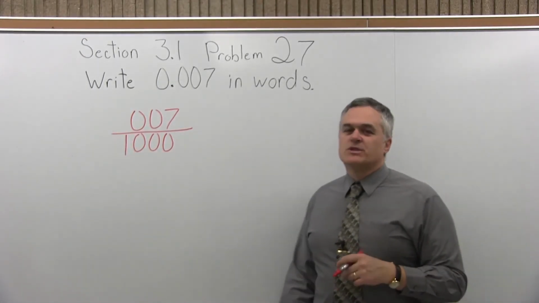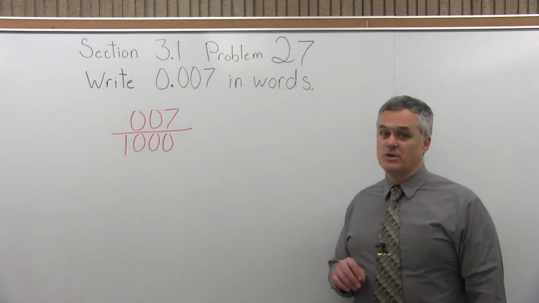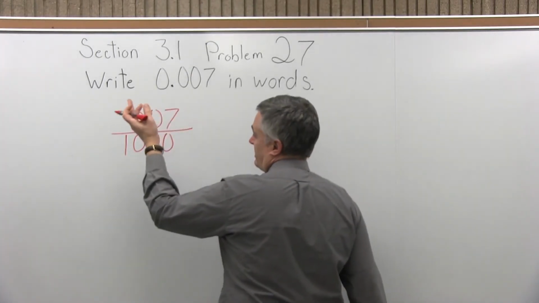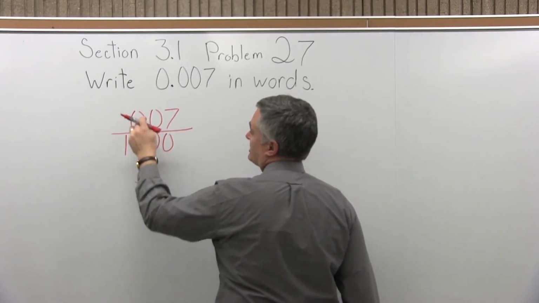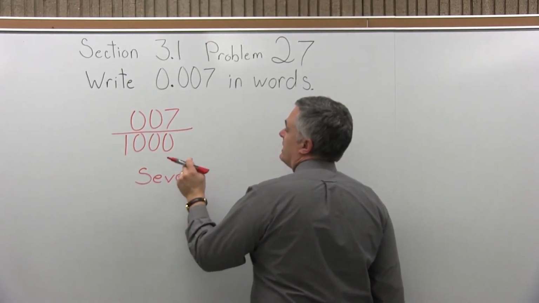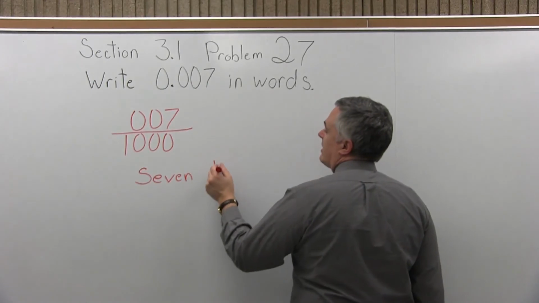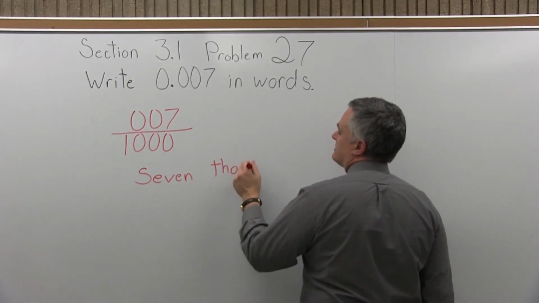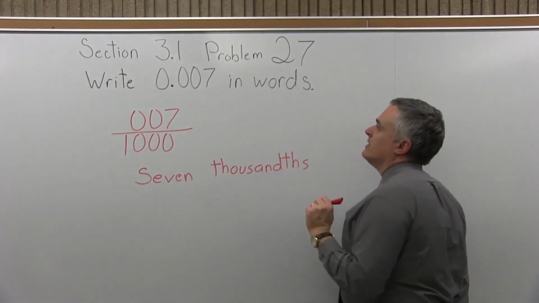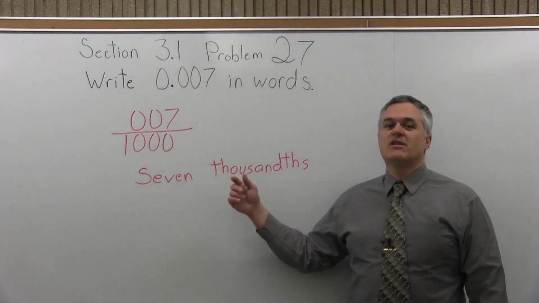Now I can change it into words. If you're going to leave it as a fraction at this point, you should reduce the fraction if it's reducible. But since I want words, I'm going to write the number I have in the numerator, which is 7. Notice the extra zeros in front don't really change that. I just have 7 in the numerator. Now that denominator, I have 3 zeros, so 7 thousandths. Like that. So 0.007 in words is 7 thousandths.